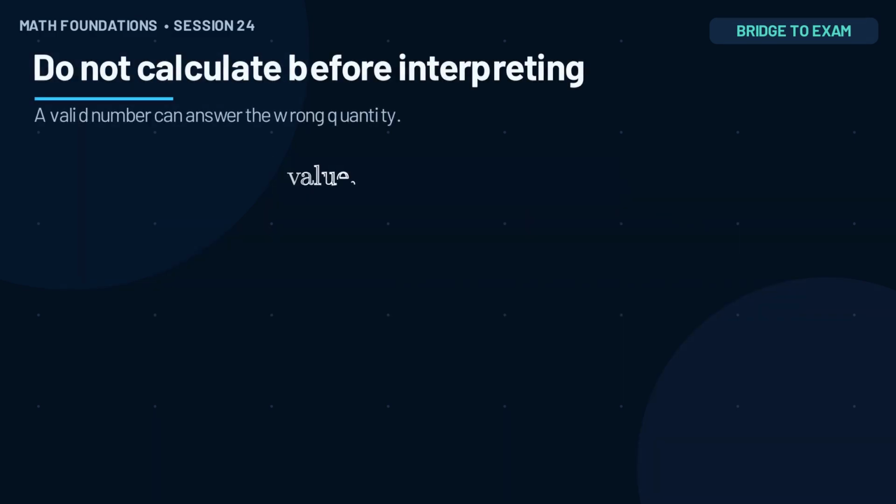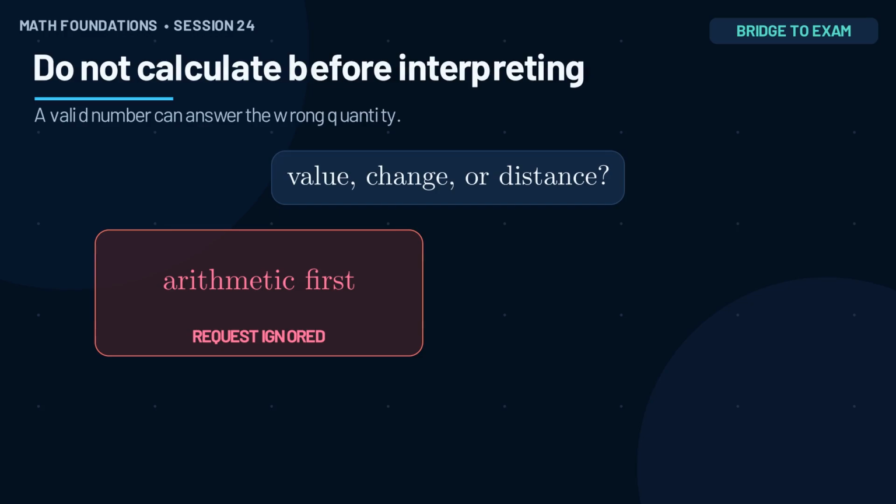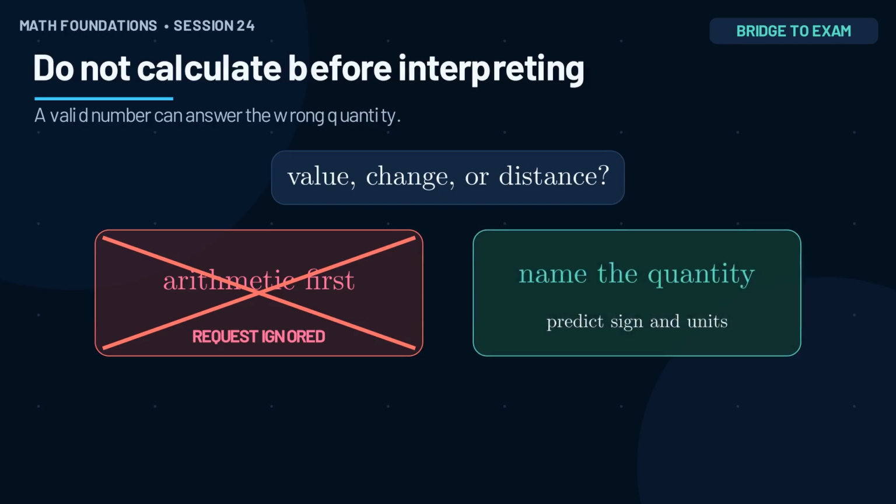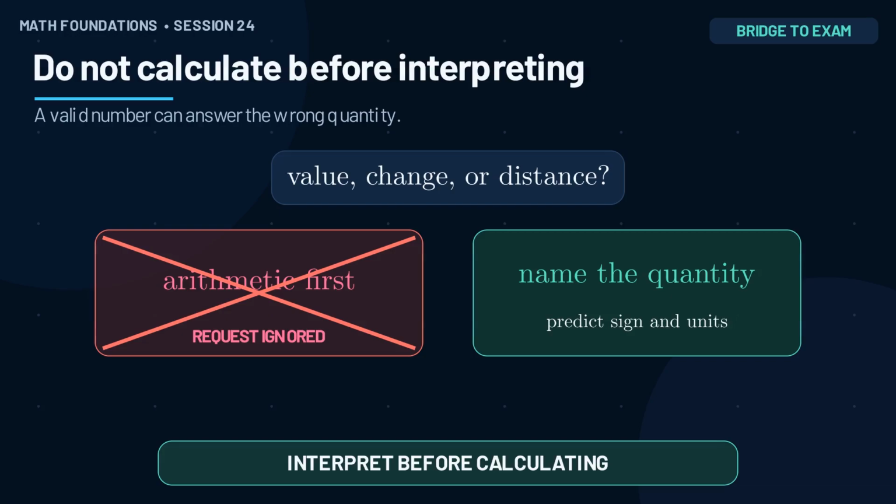A common error is rushing into arithmetic before naming the requested quantity. A correct calculation can still answer distance instead of change, or change instead of final position. Use the correct method. Spend 5 seconds predicting sign, scale, units, and meaning. Therefore, a complete check confirms both the mathematics and the question.